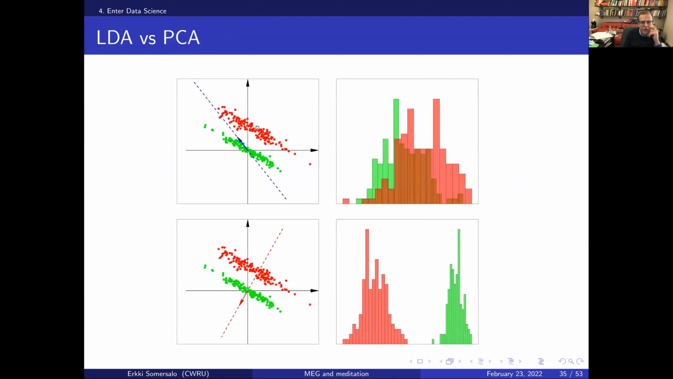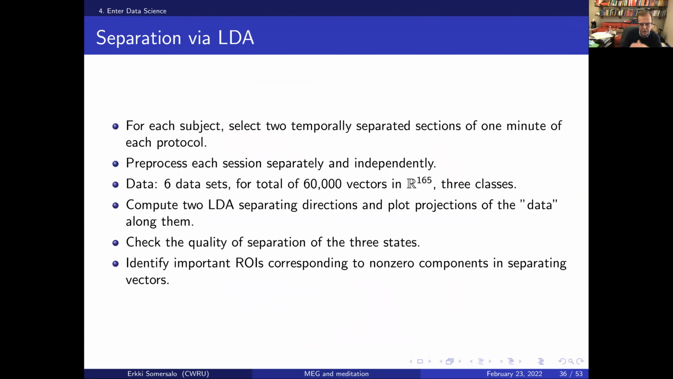Here is a schematic picture if you have two clusters. Principal component analysis will give you the direction where the data has the maximum spread, which would be this direction here, the blue direction. But you see that in that case, your two histograms, which are the projected data, are overlapping. While in LDA, you're looking for the direction where your clusters look as compact as possible and as separate as possible. This is what we try to do. We try to find a direction in the 165 dimensional space that gives us the best separation of these three meditation states.